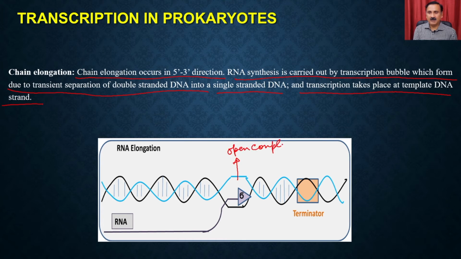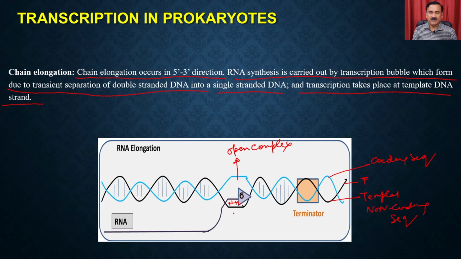Now within the open complex you have the template strand, right? This is the template strand. So this black one is the template strand, and this blue one is the coding sequence, or what is called the non-coding sequence. And what will happen is, at the plus 1 site, you're going to have plus 2 sites.